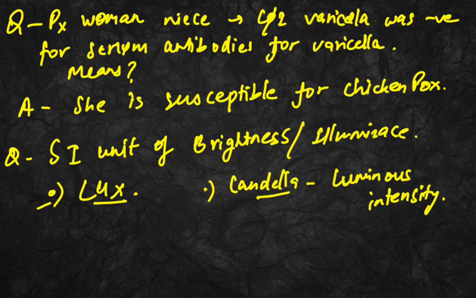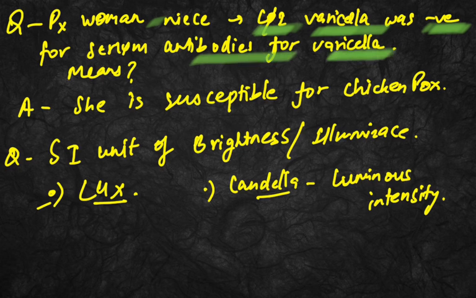Now, the next question: a pregnant woman, where the varicella vaccine is contraindicated, was negative for serum antibodies for varicella. What does it mean? She is susceptible to chickenpox. This means that she is susceptible to chickenpox.